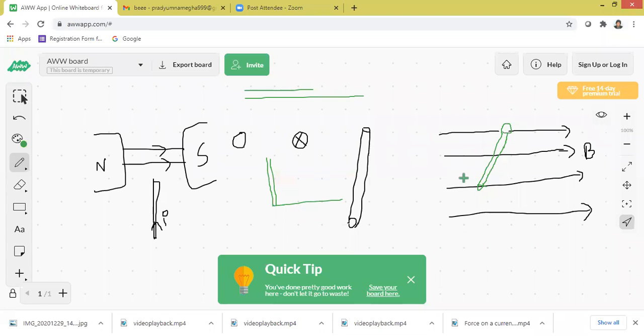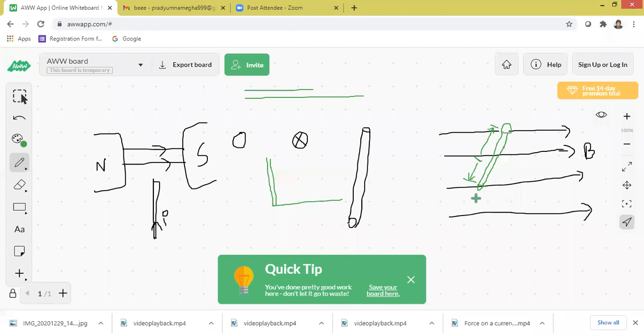The conductor has a certain length, and length is represented by L. So you are drawing this now, all of you. This representation explains the size. Draw along with me, all of you. This is the length of the conductor.